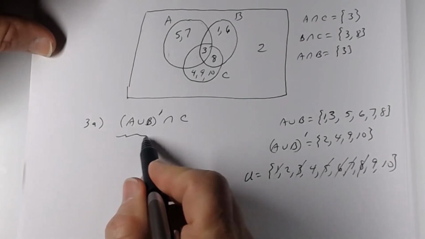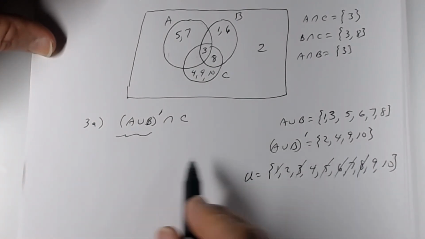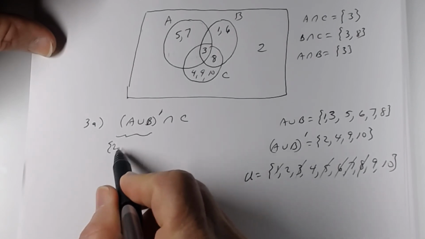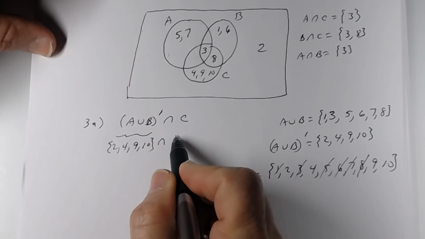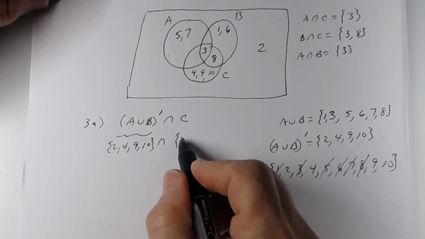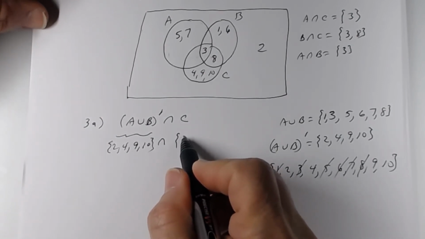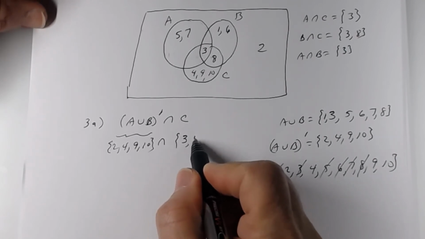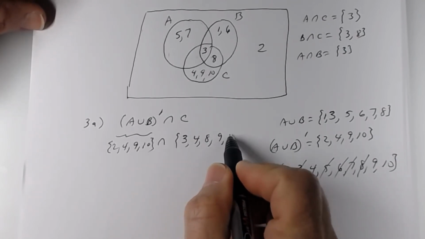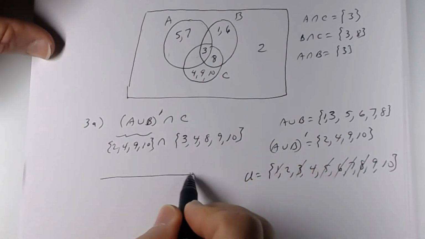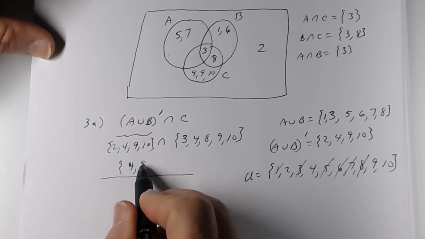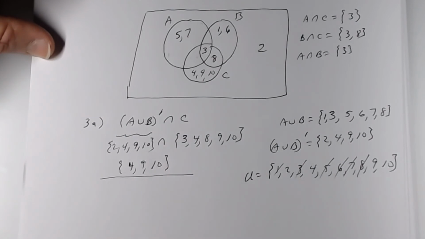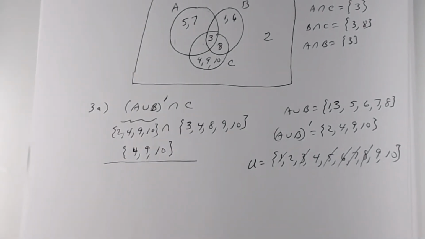So I'm going to put that here: 2, 4, 9, and 10. And I'm going to intersect that with C. Well, what's C? C has what elements? 3, 4, 8, 9, 10. So what's the answer? 4, 9, 10. That's your answer. All right, so that's 3A.